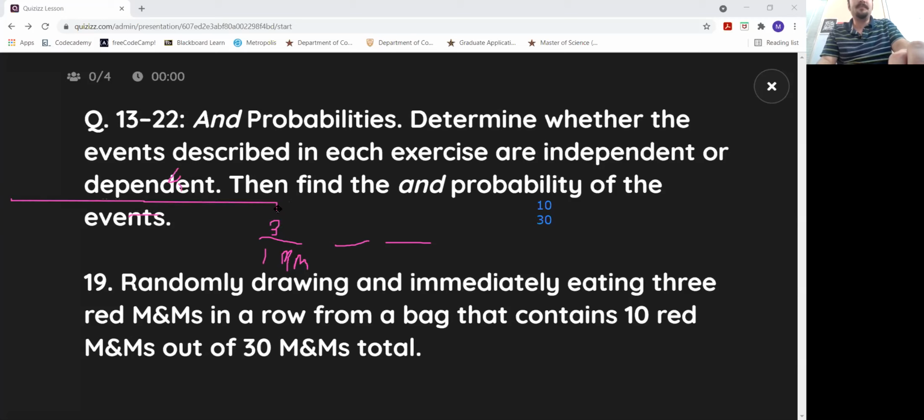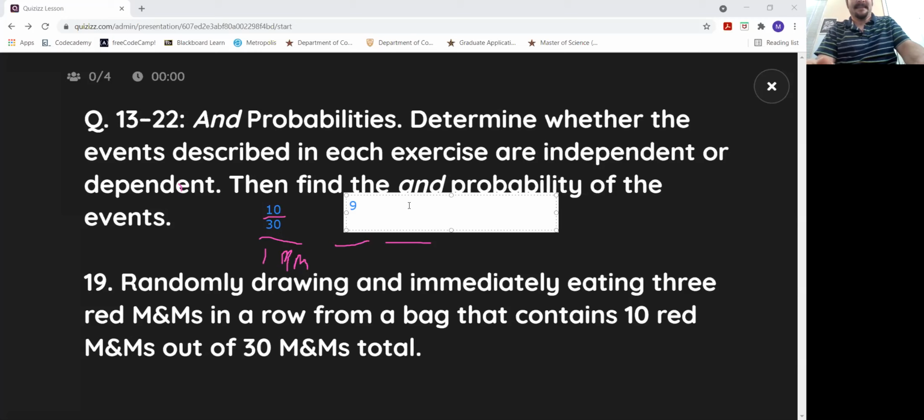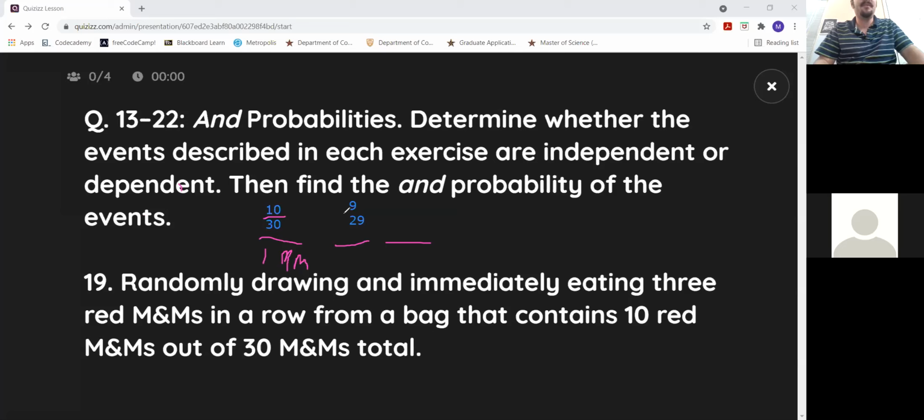What am I going to get for my next one? So if I draw a red M&M and I eat it, how many red M&Ms do I have left? If I start with 10, I draw one and eat it, would it be 9? Yeah, and then how many total M&Ms do I have left? 29. We're going down by 1, right? If I take 1 out and I eat it, I'm going down by 1. I have 1 less red M&M. I have 1 less total M&M.